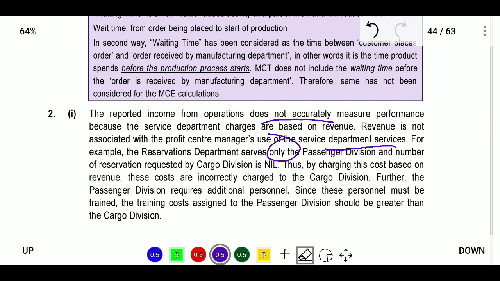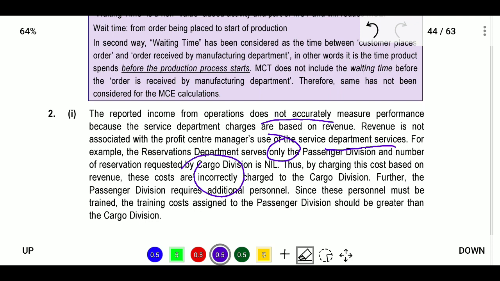It is not correct. When you are not providing the service, how can you charge the expenditure? It is wrong. Thus, by charging this cost on revenue, the cost is incorrect. Charge it to the passenger division, not the cargo division. The passenger division requires additional personnel trained, so the personnel must be trained and the training cost assigned to the passenger division should be greater than that of cargo.